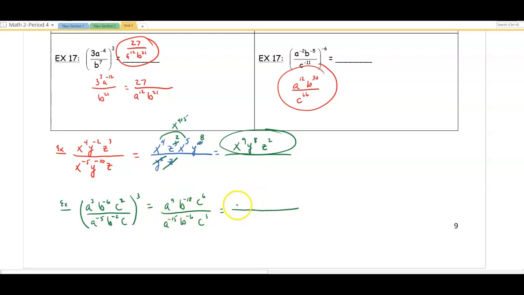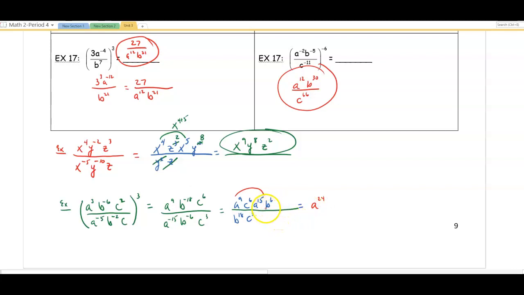So a to the 9th stays. b to the negative 18th goes. c to the 6th stays. a to the negative 15th goes up top. b to the negative 6th goes up top. c to the 3rd stays. So now I look, my a's, both a's are up top, so I'm going to multiply them by adding the exponents. 9 plus 15 is 24.